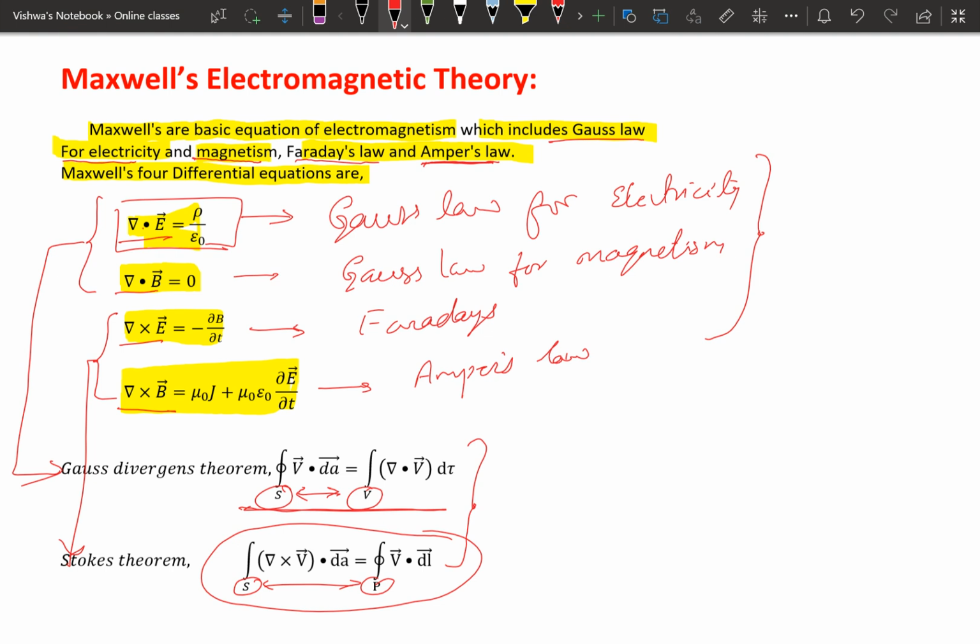So these derivations are very important. They may ask for 2 marks, 5 marks or 10 marks. They may ask for the relations for 2 marks or derivations for 5 marks. Along with that, there may be a problem. Now let's derive the relations one by one. Today I am going to derive the first two relations, divergence of electric field and divergence of magnetic field.